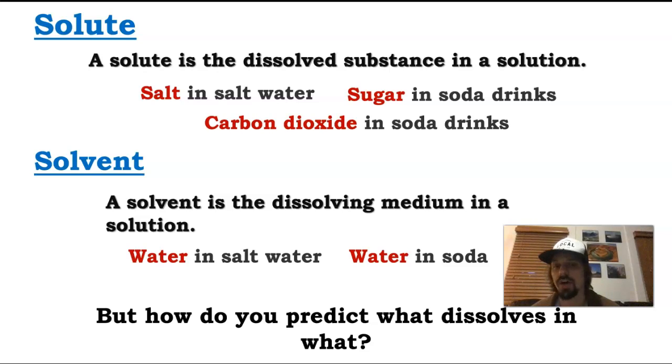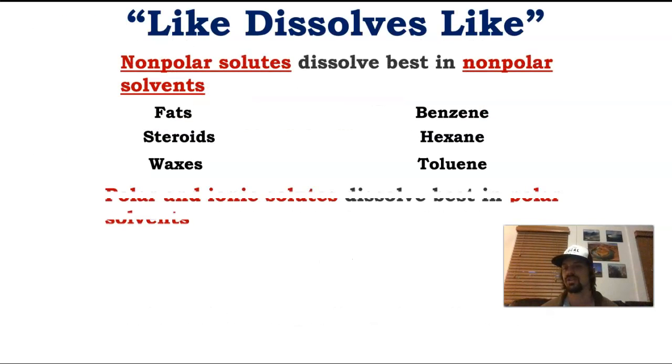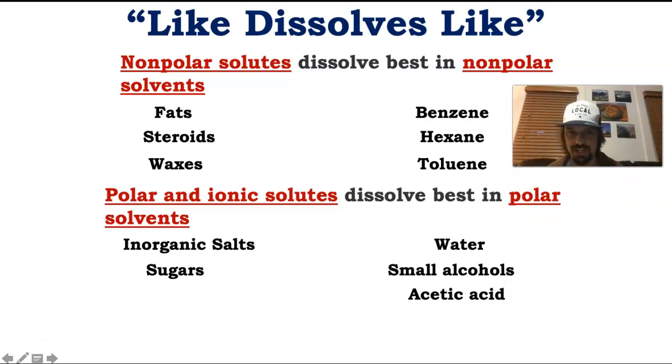Okay, so how do I predict if I can make a solution? If I drop salt in water, will it dissolve? If I drop wax in water, will it dissolve? Well, remember, this goes back to an earlier unit. You can predict if a solution can be made using the rule like dissolves like. And this is a generalization. Nonpolar dissolves best in nonpolar, and polar and ionic dissolve best in polar.